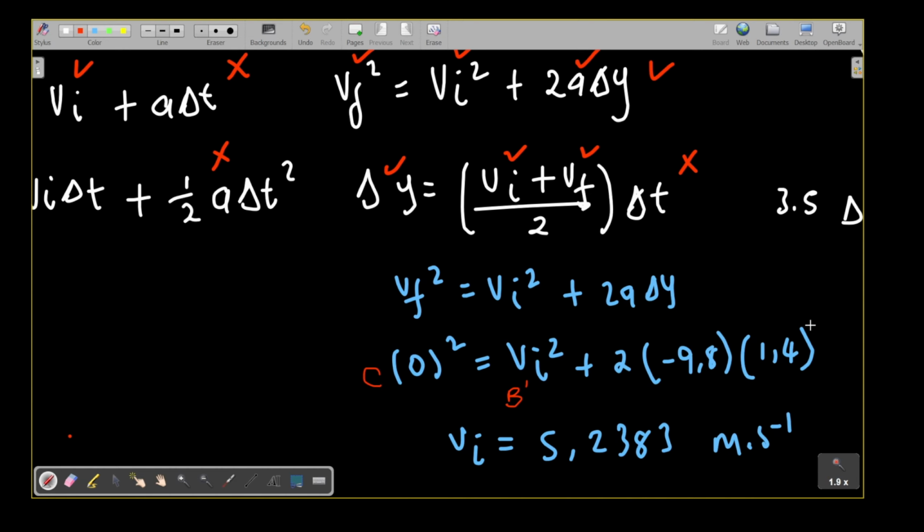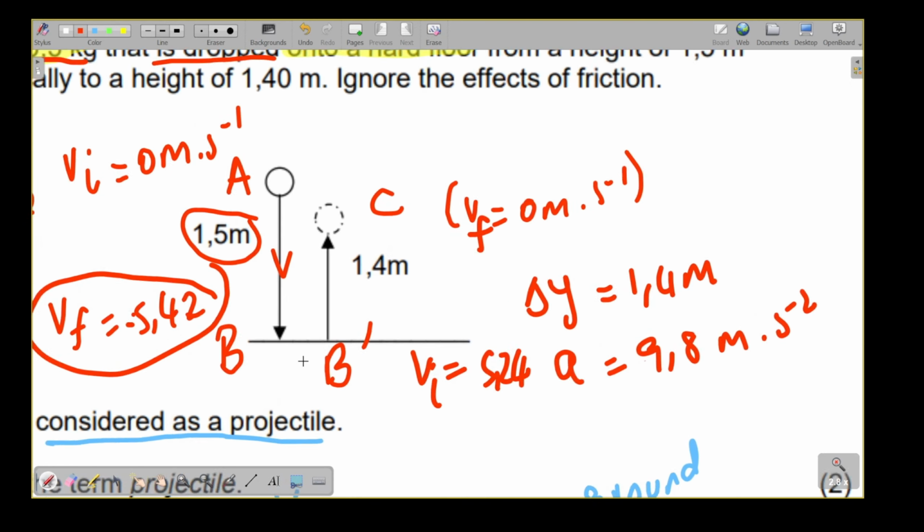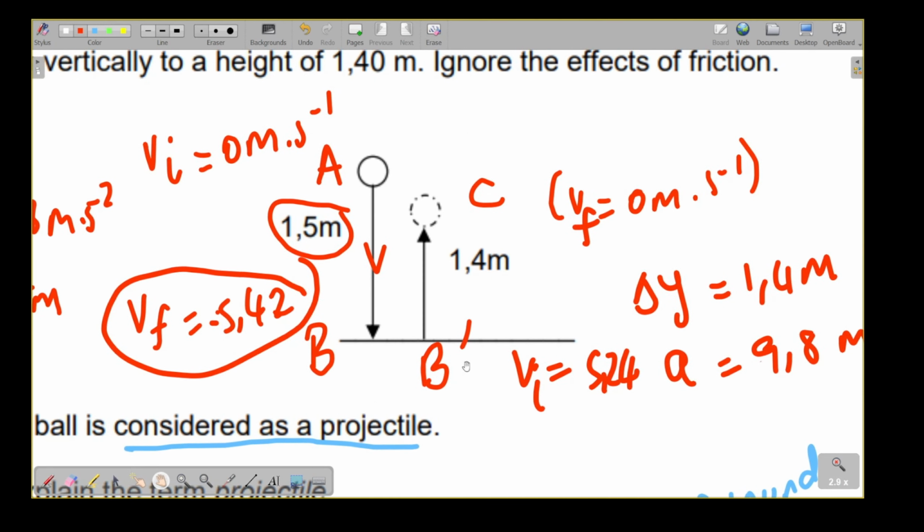So we know that it's 1,4 in terms of the height. Here we solve, and then we get the velocity at B prime, which gives us the velocity that the ball left the ground with. So the ball left the ground with 5,42 meters per second, and then it went up to C.